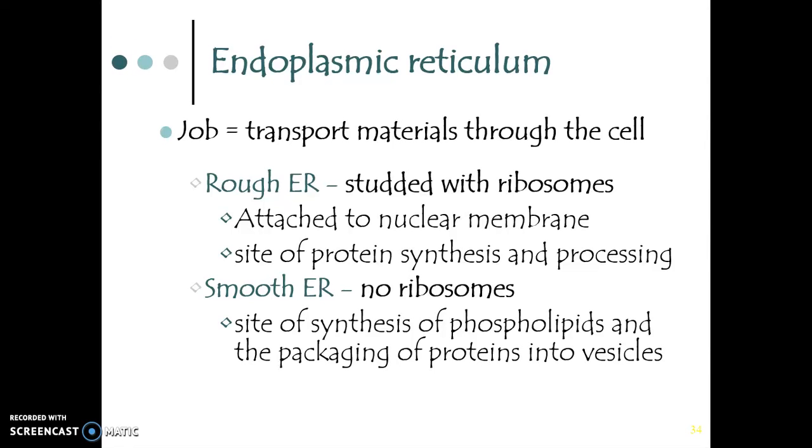The rough ER is not only the transportation system, but also is where proteins are made and then processed a little bit. Then as you move away from the nucleus, so you have rough ER, then smooth endoplasmic reticulum, or SER. The smooth ER looks smooth because it doesn't have any ribosomes on it, so it's not all bumpy. The smooth ER, again, is part of that transportation system, but it is also where phospholipids are going to be made, and it's where proteins are going to be taken from the rough ER, sent into the smooth ER, and then it's going to be packaged into vesicles.